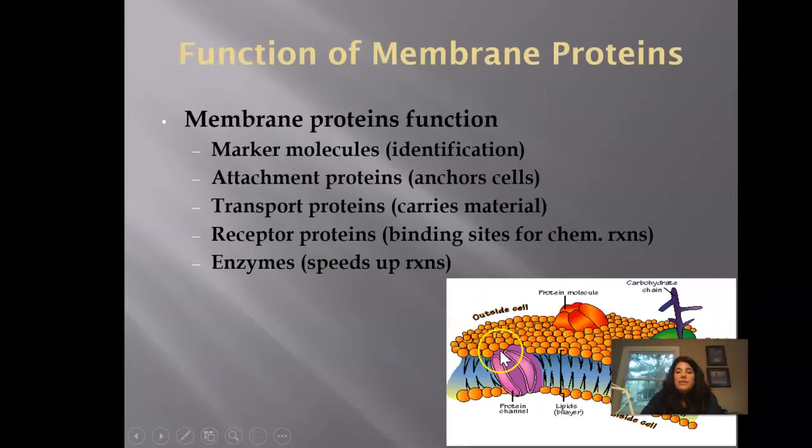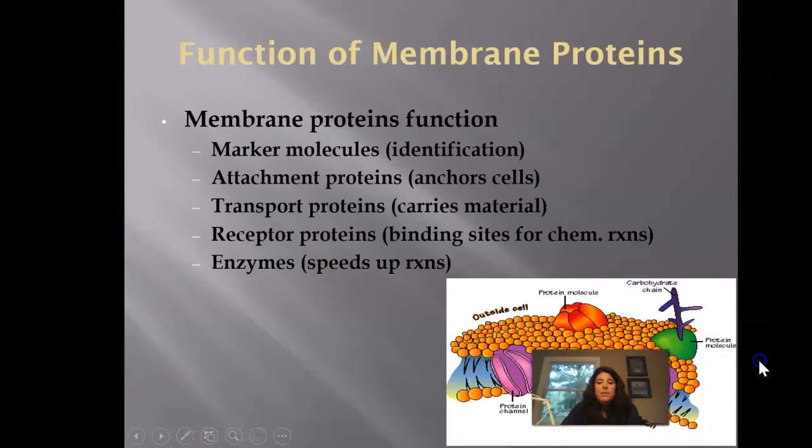Membrane proteins do a lot of different things. They are going to be responsible for identifying; we call those proteins marker molecules. They're important in attaching the cell to different environments; they're attachment proteins. They can carry materials around the cell, so those would be transport proteins. Receptor proteins are places or binding sites for chemical reactions. And then there are enzymes that are going to speed up chemical reactions. So those are the functions of all of those membrane proteins, or those proteins that are found within or on or attached to the plasma membrane.